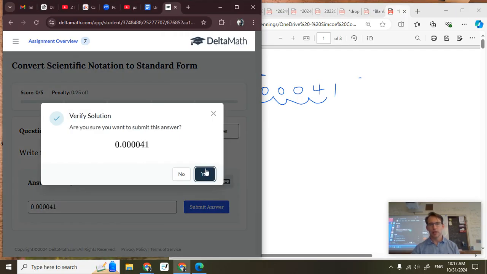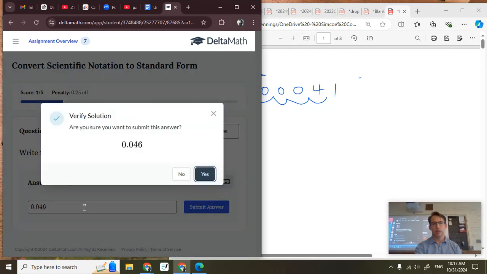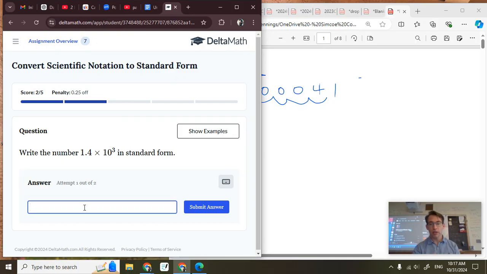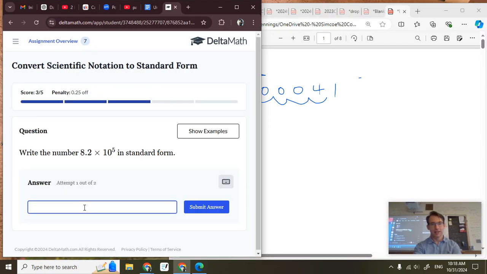Okay, submit it. Let's do another. Write this in standard form. Well, the decimal point's going to move twice, so that's going to be 0.046. Okay, this one, it moves 3 times, but because the exponent is positive, it's making the number larger. So this is 1.4 times 1,000, 1.4 times 3 tens, so that's going to be that number. Let's go, 8.2 times, and then it's going to be that number.